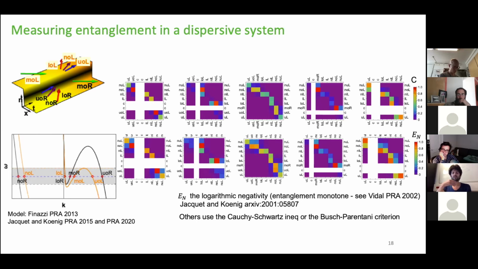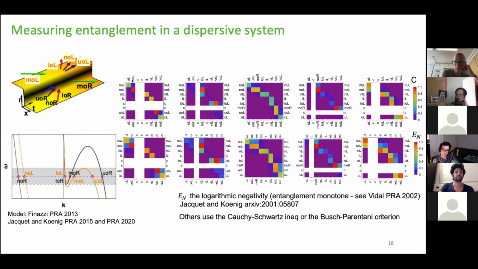And so here I'm switching to a slightly different system because that's what I studied before, but this measure of entanglement that I'm going to talk about today, which is the logarithmic negativity, could be used to assess the entanglement content of the correlations. This is really what I want to tell you about.